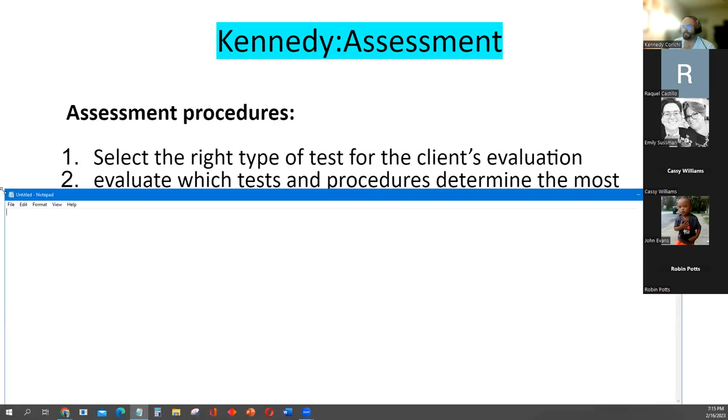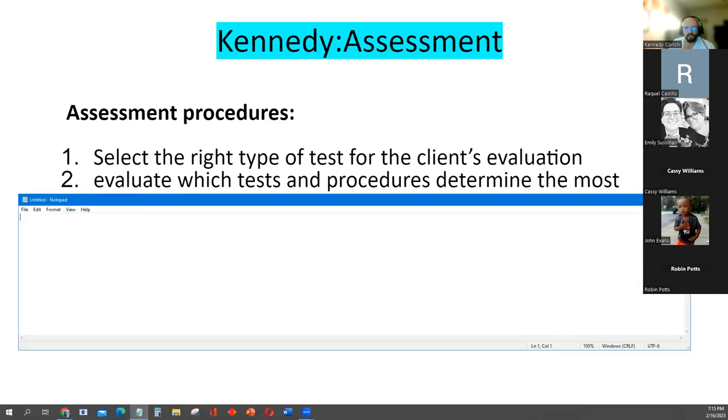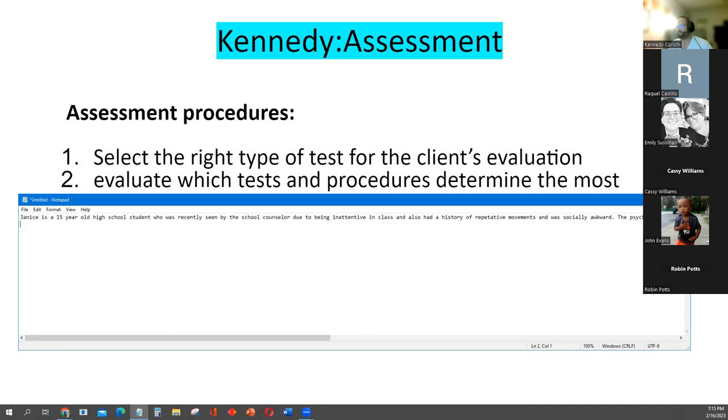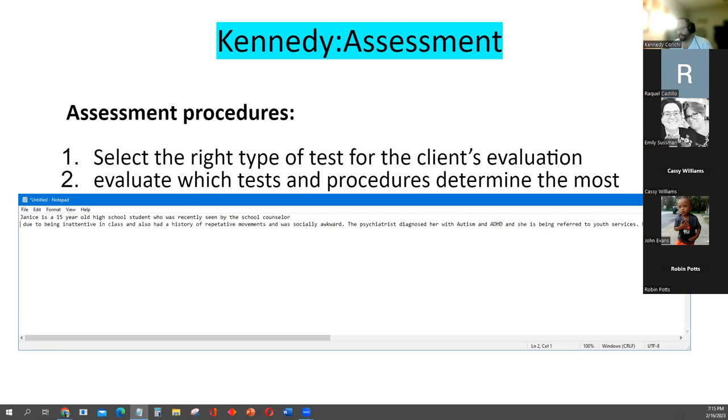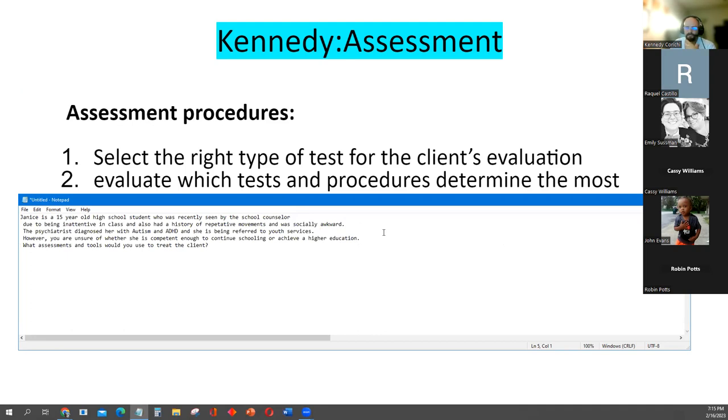Let's see, I'm going to make this into a question. And it's okay if you don't get it right yet, because we'll talk about some of those tests in a little while. But tell me, you just met Janice. She's a 15-year-old student at a high school, and she was seen by the school counselor because she was socially awkward and doing some unusual behaviors. Upon further evaluation, she was diagnosed with autism, maybe on a severe spectrum.